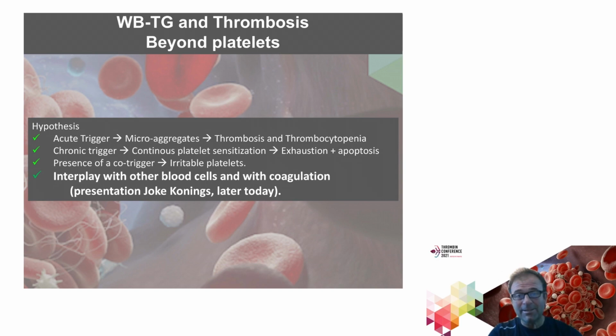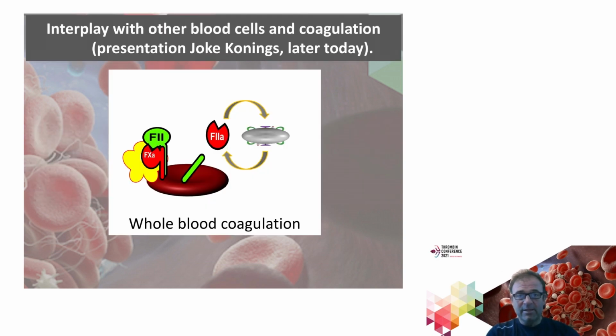Thrombin generation is, of course, also very important in the risk of thrombosis determination. So in addition to studying single platelet exhaustion, we should also be aware that we should look at the whole picture of coagulation. So in each study we propose, we will also study the interplay between blood cells and coagulation, but that is not the scope of this presentation. That's the presentation of Joke Konings later today.